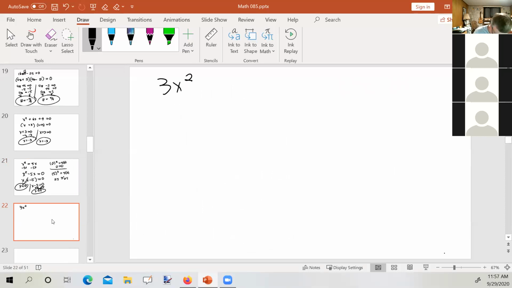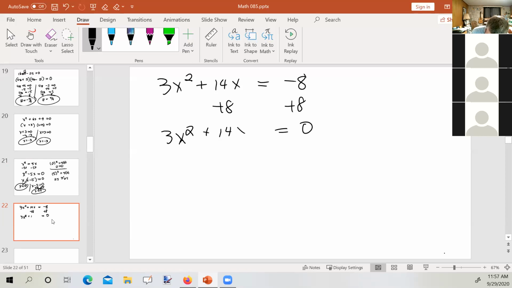3x squared plus 14x equals -8. So this is a second degree equation, but it's not in standard form. So I want to get a 0 on one side of the equation. I'll do that by adding 8 to both sides. But on the other side of the equation, I want my terms in standard form. So I'm going to write 3x squared plus 14x plus 8.